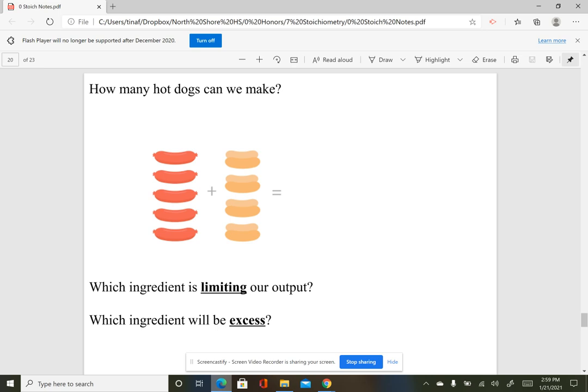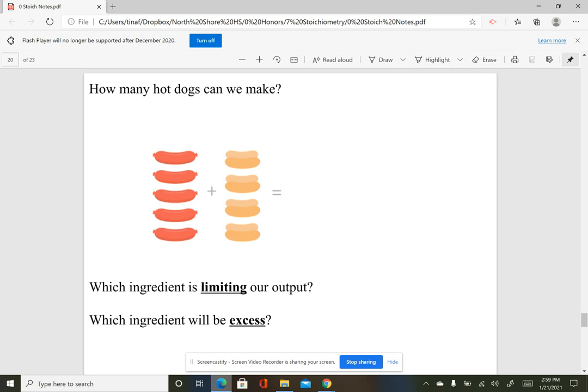Hey guys, so in the last video, we talked about having a certain ratio of reactants to make a certain number of products. And in real life, we don't always have the perfect amount of reactants to react with one another. So we can make a certain amount of products, but that amount of product might be limited, and we might have an extra of one of the reactants left over.